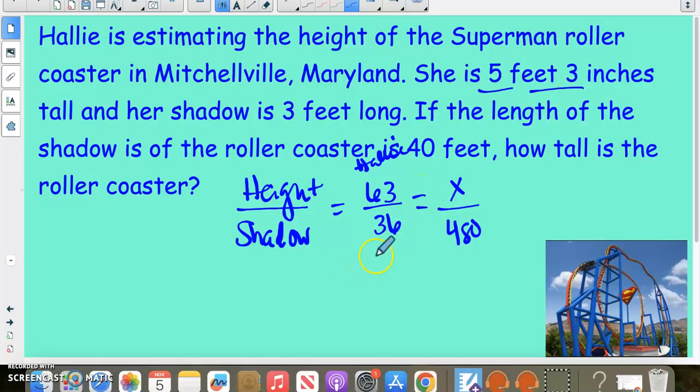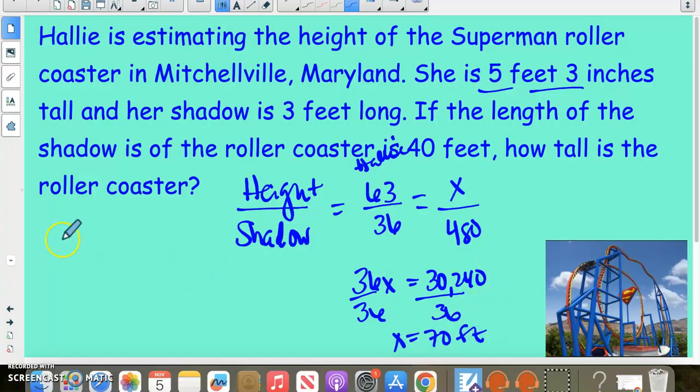Okay. So when we cross multiply, we have 36x is equal to 30,240. Divide by 36 on both sides, and we get x equals 70 feet. Okay. So again, if you want to draw that picture too, you could. So thinking of Hallie standing here, she's 63 and this is 36. And the roller coaster, the shadow is 480, excuse me, and then we have x right here. So you could also set up your picture. That might be helpful. All right.